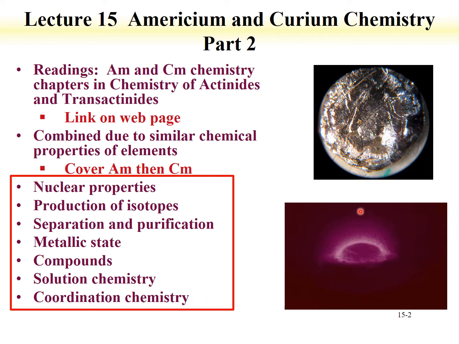Then we'll move on within this part to discuss the nuclear properties, production, metallic state, compounds, and solution chemistry of curium. And here we have an example of curium. Again, it's glowing. The glow is also an indication of what isotope this curium compound is. The longer-lived isotope, something like curium-248 or 246, would not have this glow, but something short-lived, like the 18-year curium-244, would have this glow. So we know that this is a compound of curium-244.